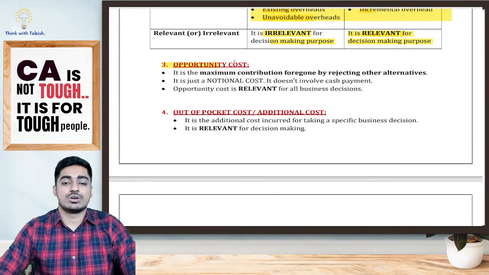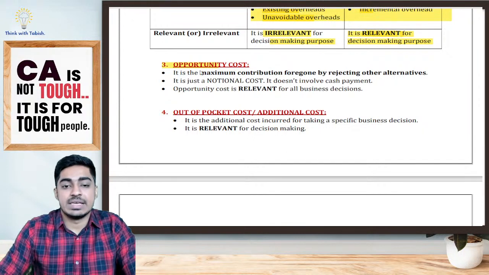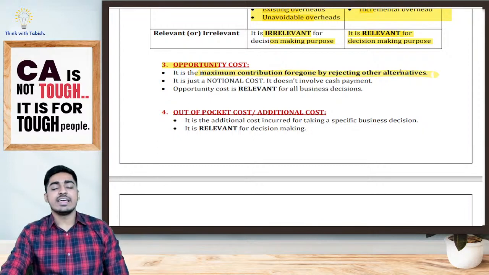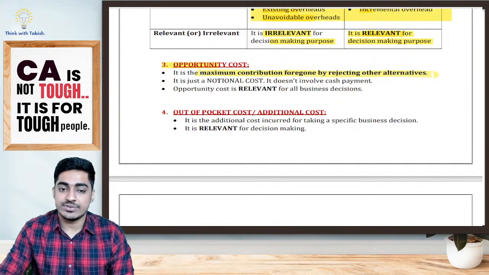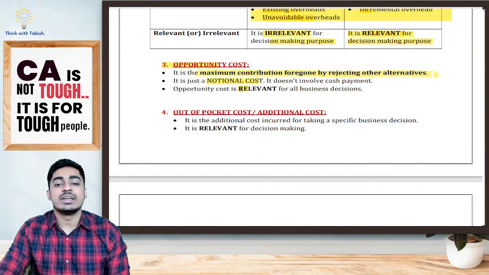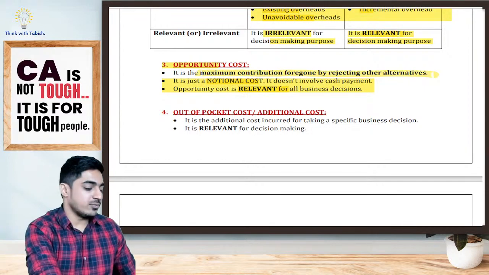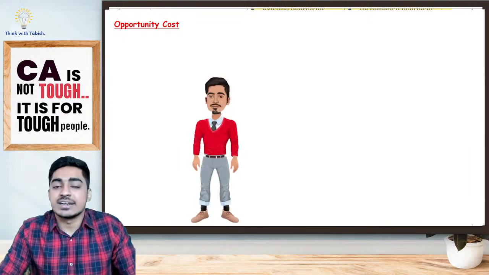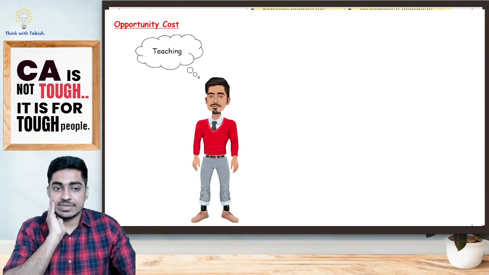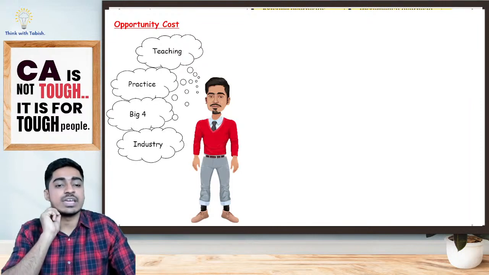Is it clear? Thirdly, we have opportunity cost. What is opportunity cost? It is the maximum contribution foregone by rejecting other alternatives. It tells how much maximum sacrifice we are making by rejecting other alternatives. It is just a notional cost, but it is relevant for all business decisions. Let us try to understand it again with the help of an example. Suppose I qualified as a chartered accountant. Now, what all options I have? Either I can get into teaching, or I can start my practice, or I can get into Big Four, or I can get into industry.